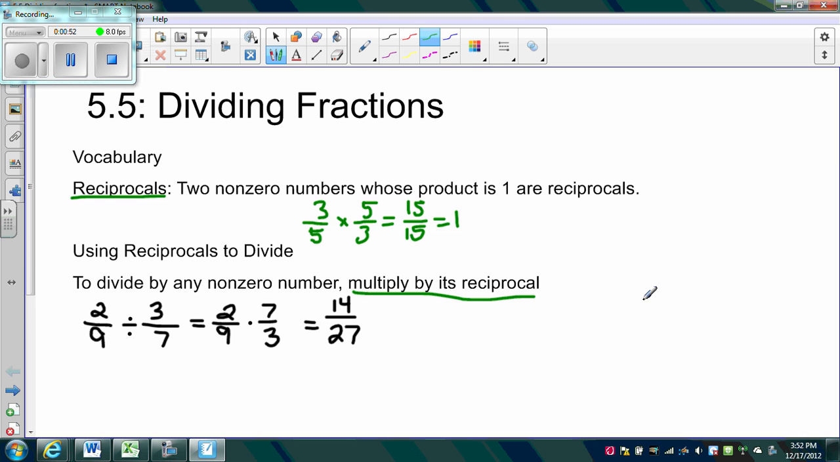There's only one thing you need to remember. So if we had 2/9 divided by 3/7, instead, we flip the second fraction, we take its reciprocal, and we multiply. So 2/9 times 7/3 gives you 14 over 27. So all we have to remember is multiply by the reciprocal.